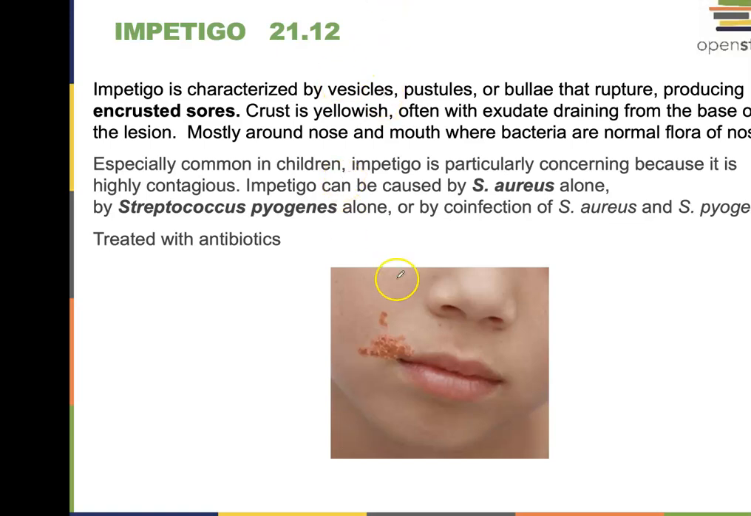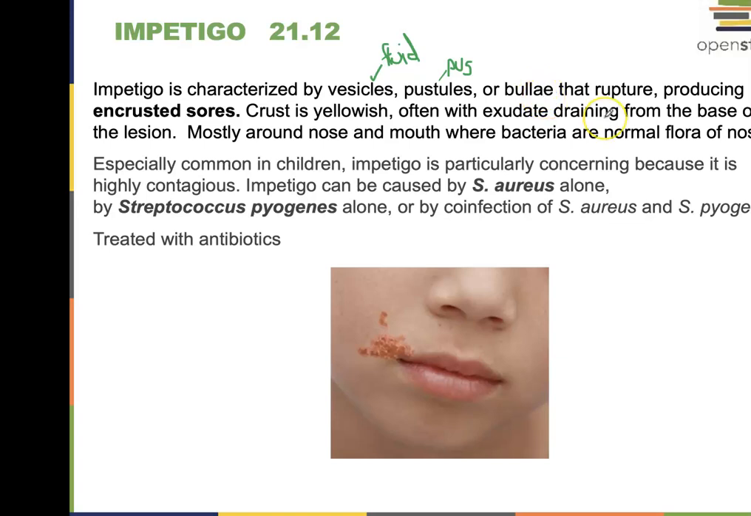So this is impetigo. This is a condition where now you're going to have some vesicles. Vesicles have fluid, okay? The difference between vesicles and pustules: vesicle fluid is usually clear and watery. Pustules are more like pus, right? So it's going to have a yellowish, thicker exudate.